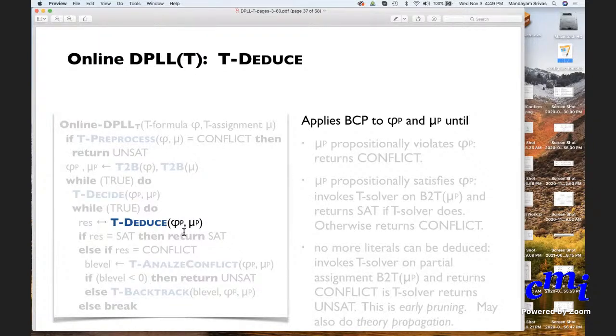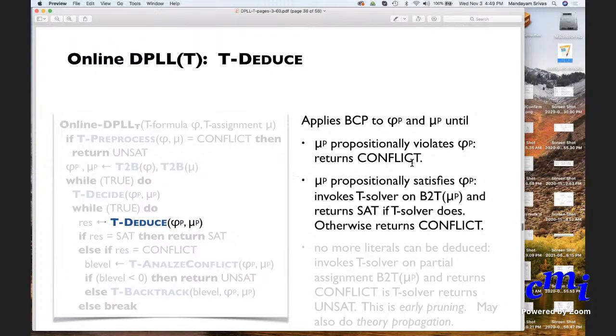What it does is the usual BCP, until, if it propositionally violates something, it generates a conflict as before. But if it propositionally satisfies, if it is able to come up with a satisfying assignment, then it invokes the T-solver. And it returns SAT if the T-solver does. Otherwise, it returns conflict.